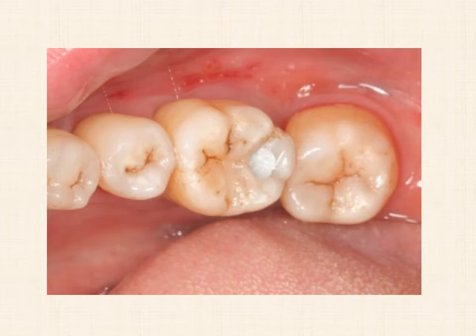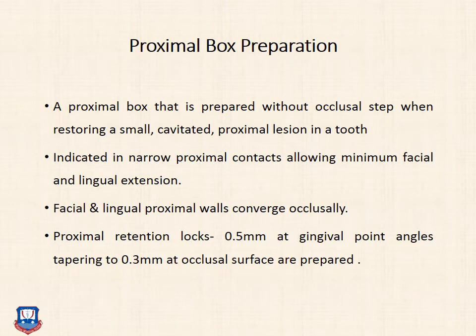So this is the picture of the same patient, which shows the post-operative restoration. What we see is the restoration which has been placed here. Next, moving on to the proximal box preparation. The proximal box preparation is prepared without the occlusal step. In this, there is no occlusal step prepared, only involving the proximal surface.